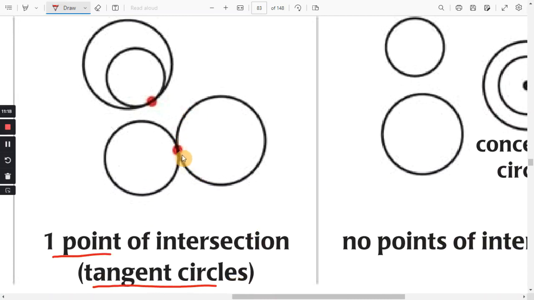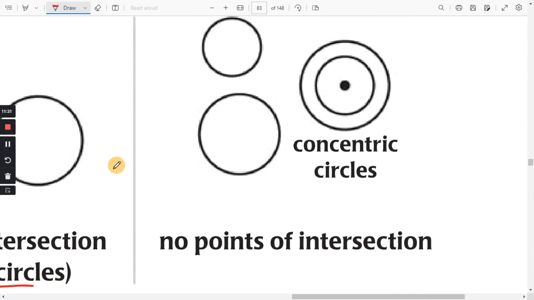Now, if the circles intersect at 1 point, those are called tangent circles. All right, so see these 2 circles intersect at the 1 point. They're next to each other. Here we have one inside the other, but nevertheless, they intersect at 1 point. So these are tangent circles. All right, no points of intersection. Right here, the 2 circles are separate. And when the 2 circles have the same center, those are called concentric circles. All right, so that just means same center.